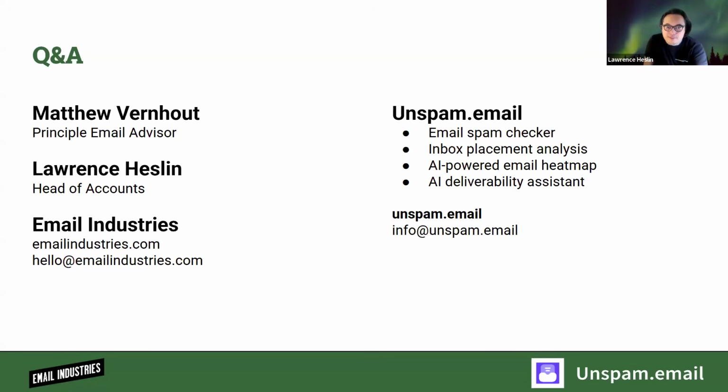How about this one? How is AI changing the way inbox providers evaluate sender reputation and engagement signals? Yeah, I think I touched on this briefly, but I think the key elements are going to be the speed at which they react, especially to negative or bad content. They're going to look at AI generated summaries.